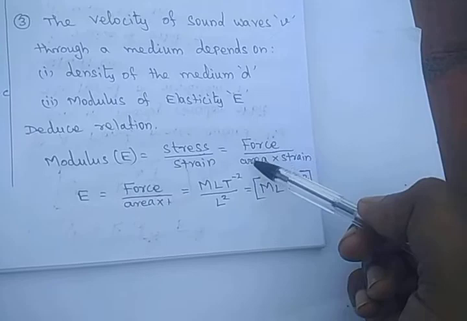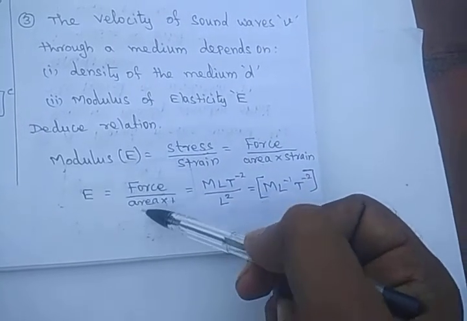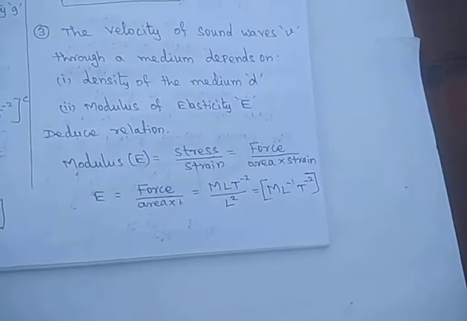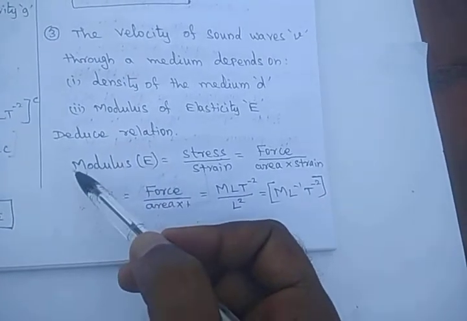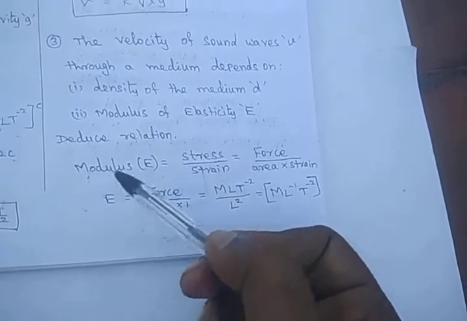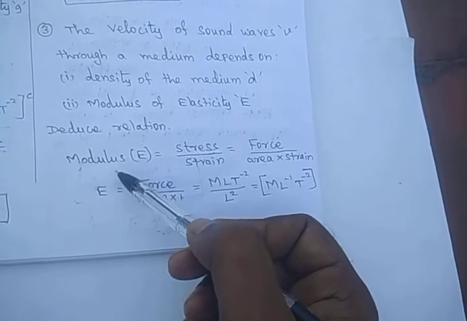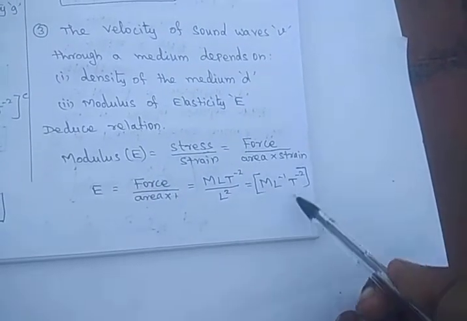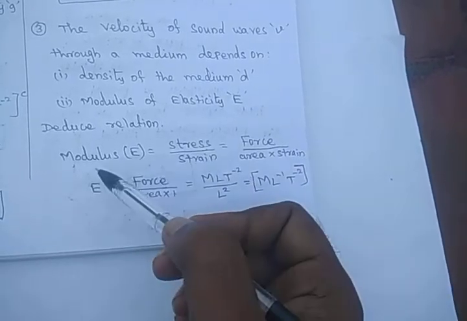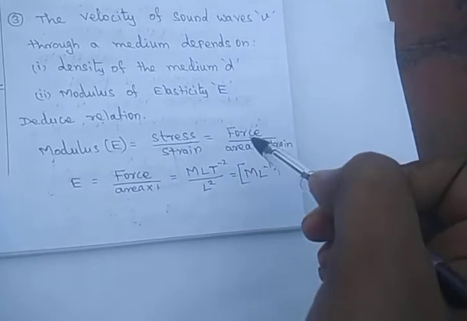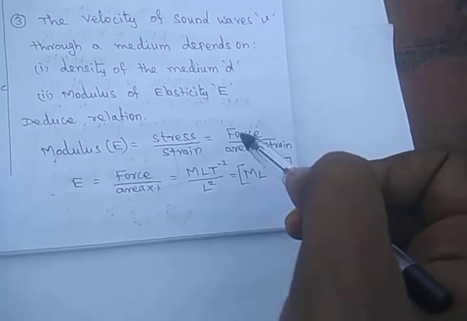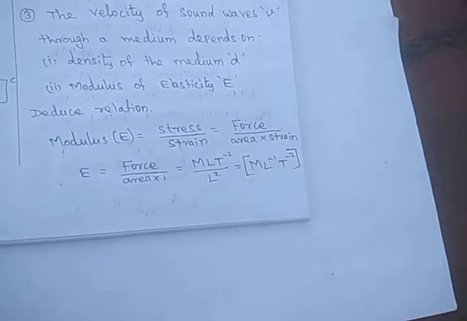So force by area is the modulus. E is equal to force by area. So again I will remind you students, very simple: whenever a physical quantity is given, we should know the definition. Knowing the definition makes it easy for us to find the dimensional formula. Just substitute the definitions and come to the fundamental quantities. If you substitute all the fundamental quantities, you get the dimensional formula.